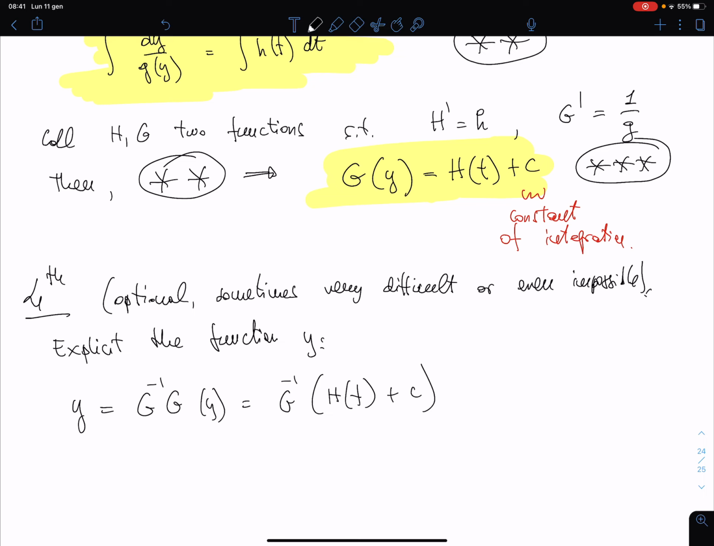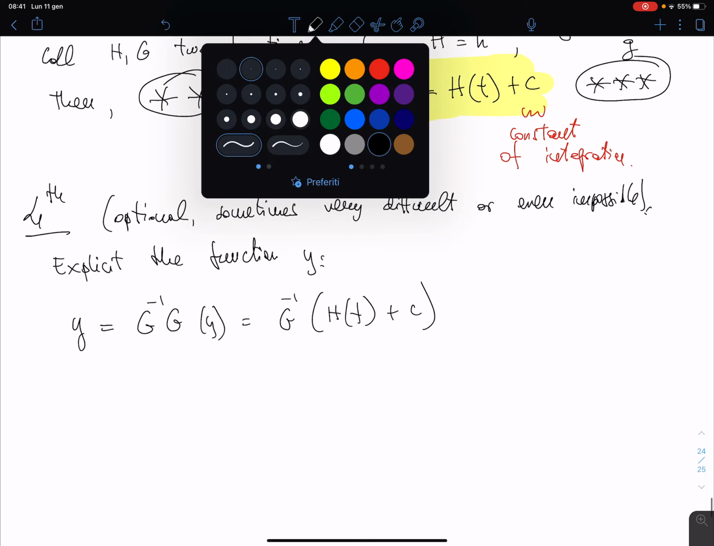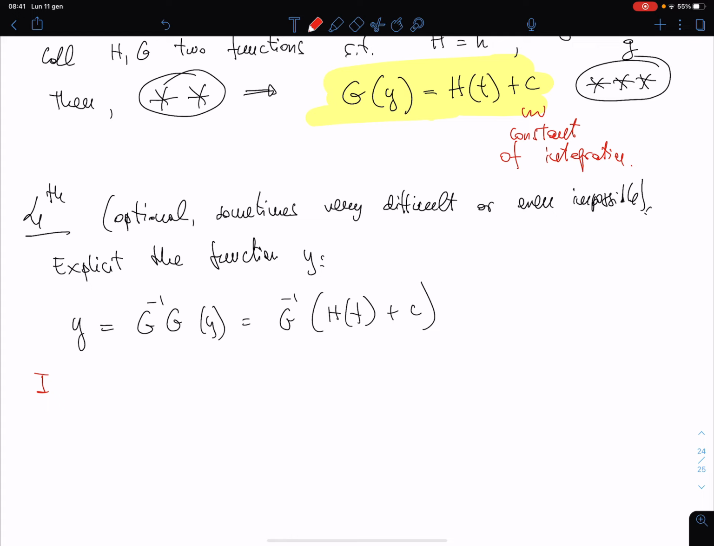So it is important to notice the following fact. After making y explicit, c is no longer an additive constant.